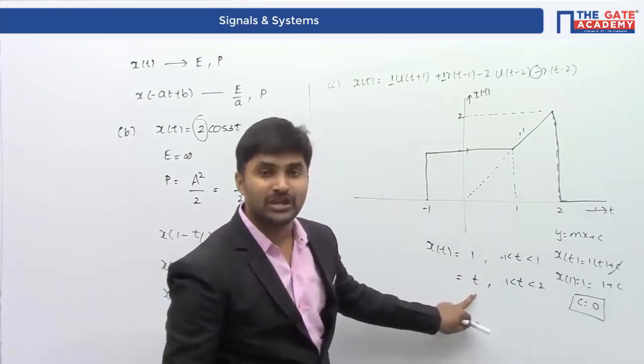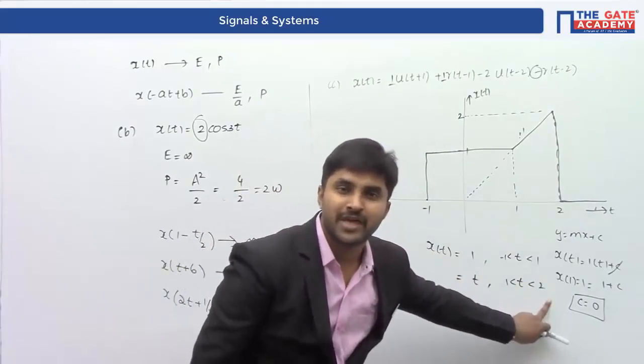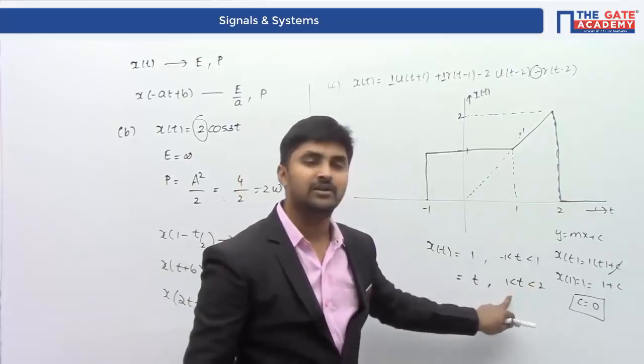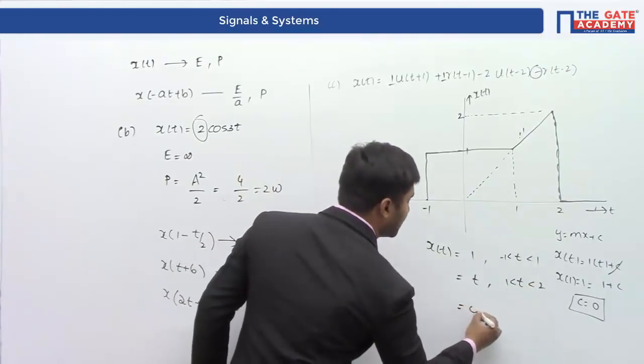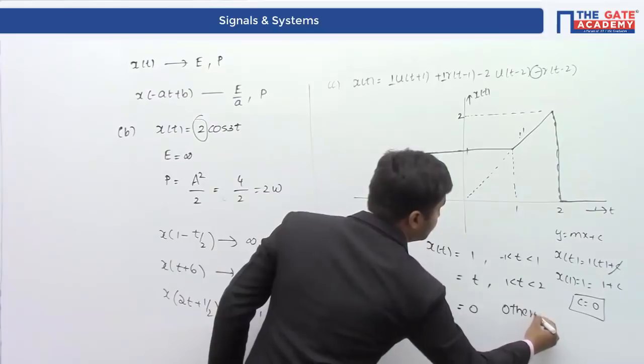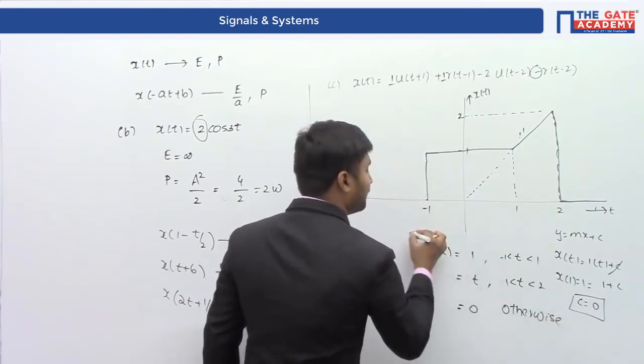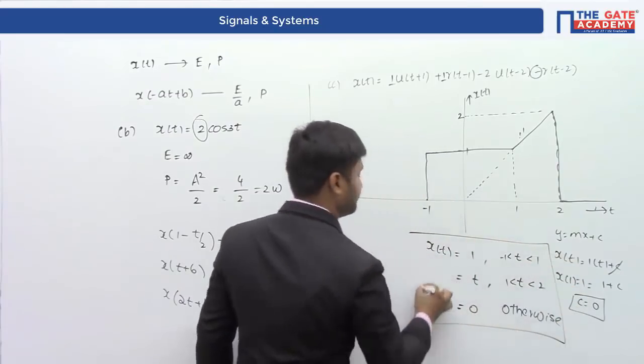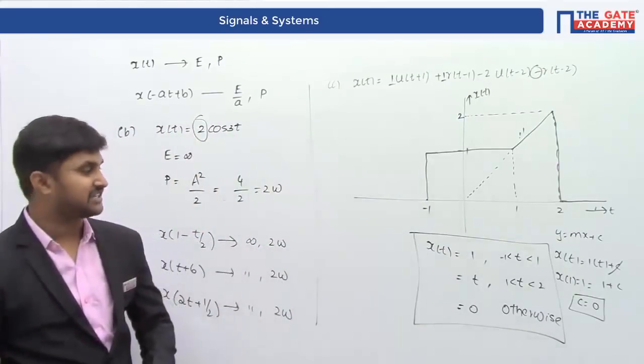x of t is equal to t for t between 1 and 2, and it is equal to 0 otherwise. So this is the mathematical representation of the signal x of t.